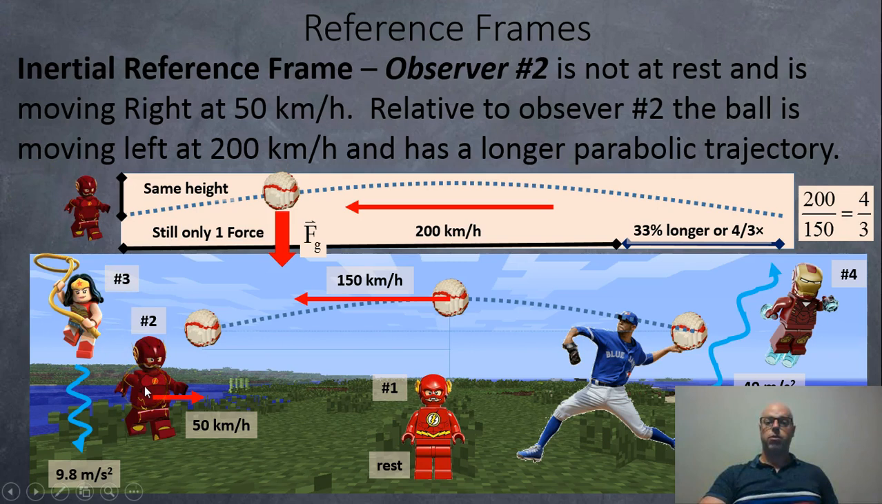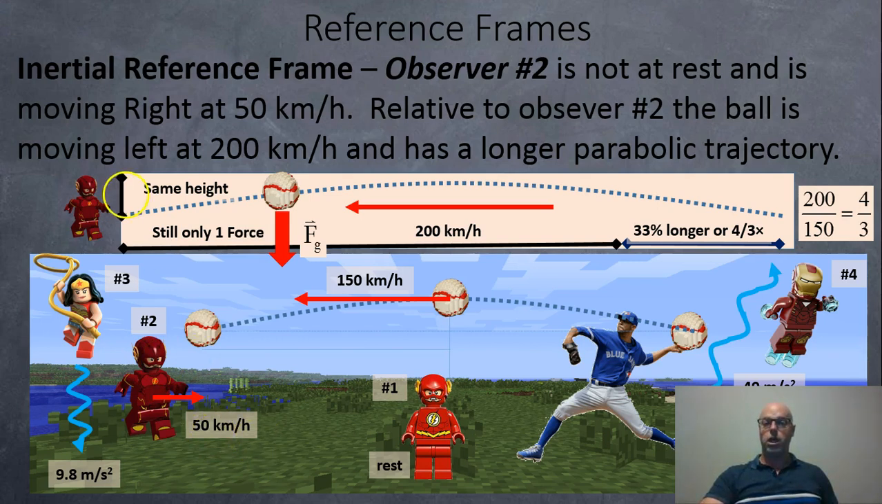Observer 2, though, sees things a little bit differently. Because observer 2 is moving towards the ball at 50 kilometers per hour, and the ball was moving in the rest frame at 150, all combined, observer 2 will see the ball approaching at 200 kilometers per hour. So it's going to be a little faster. So if you caught the ball, you would collide with your hand at 200, not 150, because you are moving at 50.